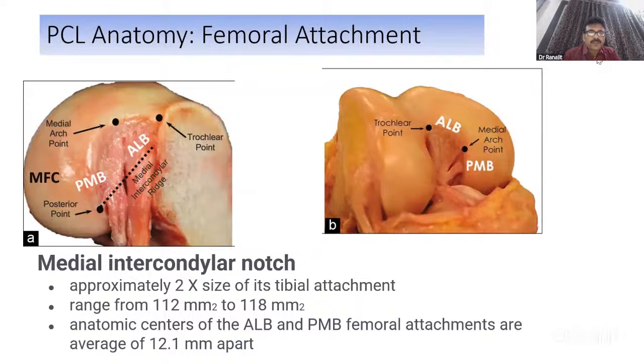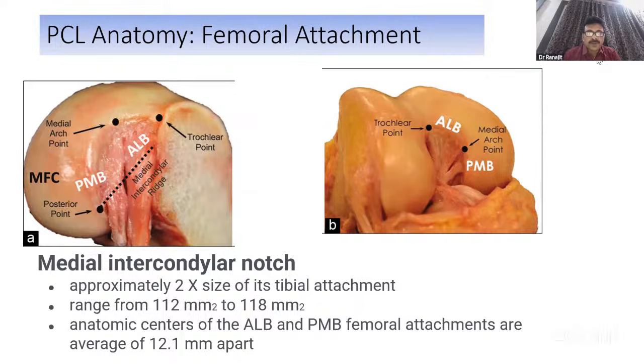If you come to the femoral part, it's attached to the medial intercondylar notch in the form of 2 bundles. One is the anterolateral bundle and the second is the posteromedial bundle. They are approximately 2 times the attachment size on the tibial side, and it ranges from 112 millimeter to 118 millimeter. The anatomic centers of ALB and PMB femoral attachments are on average 12.1 millimeter apart.